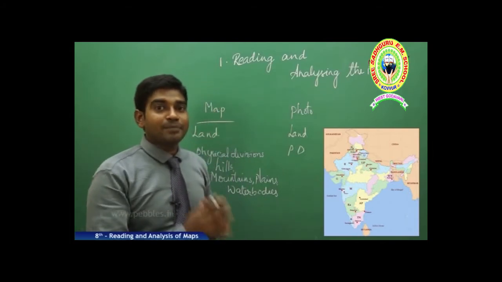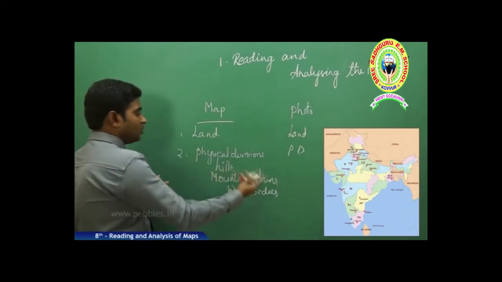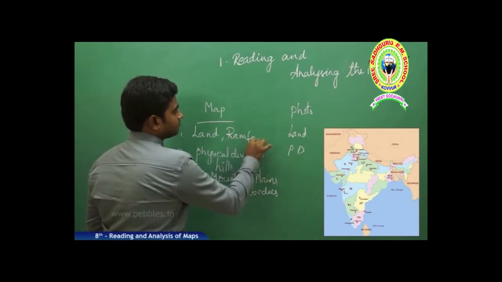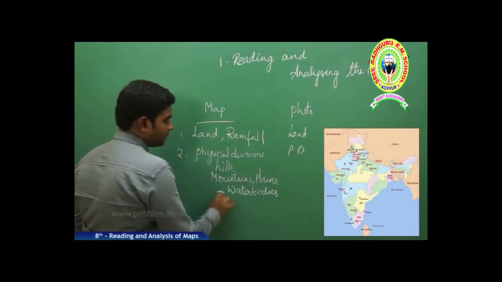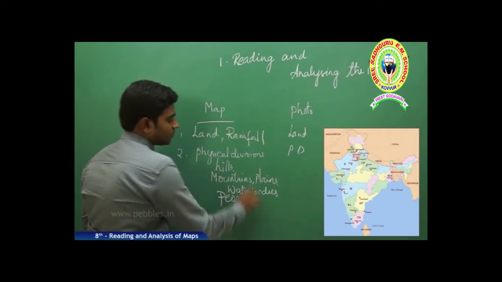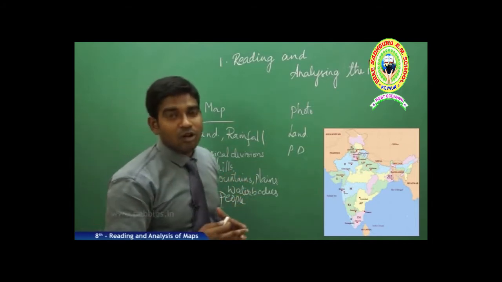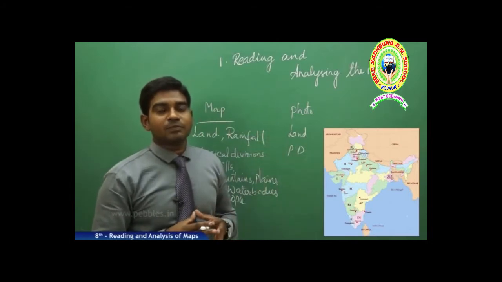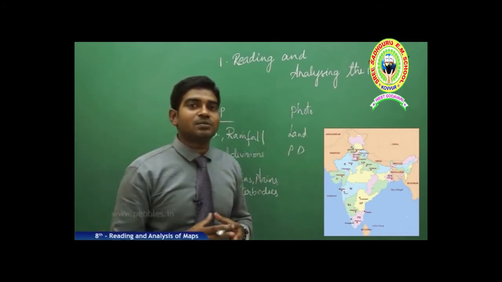At the same time, maps can be used to know what the rainfall of the region is, what about the people of the region, what about the language, or what about the climatic conditions of that particular place, using the locations on the maps. So maps are useful for us at various times.